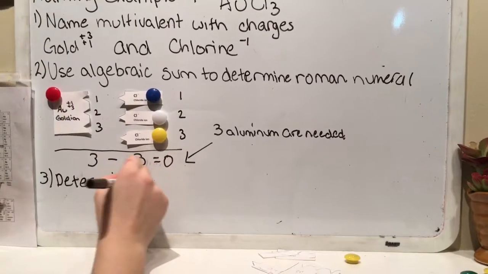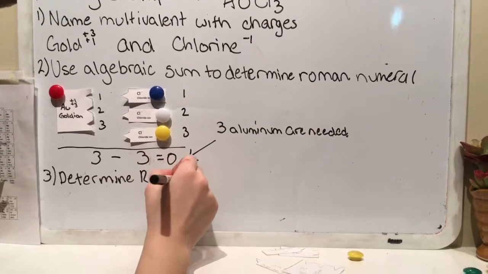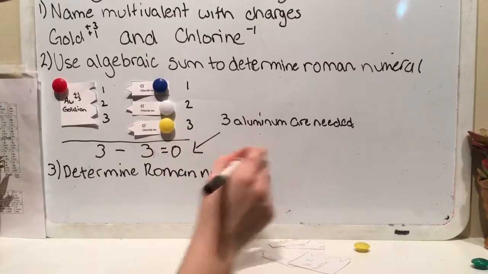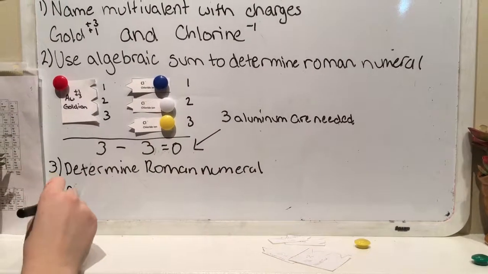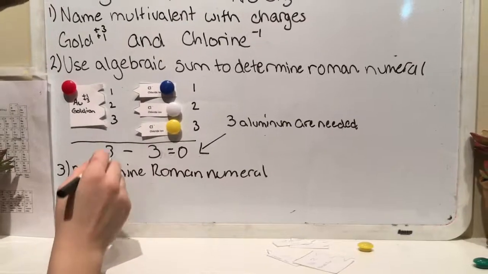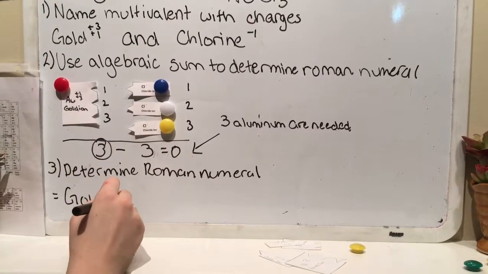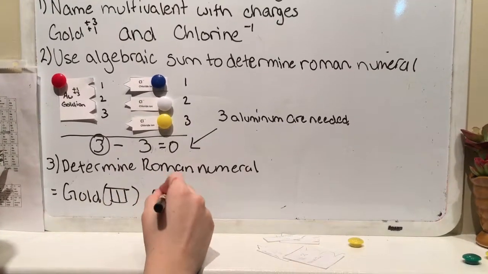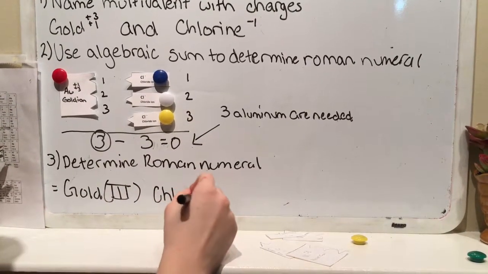Now step 3 is to determine what the name is actually going to be. The name uses Roman numerals, so in this case it'll be gold, Roman numeral 3, chloride, because IDE is added to the end of nonmetals.